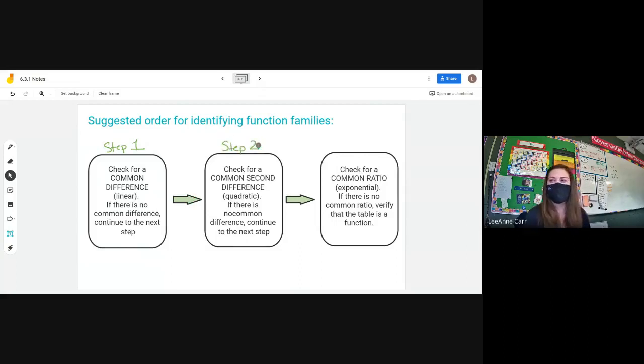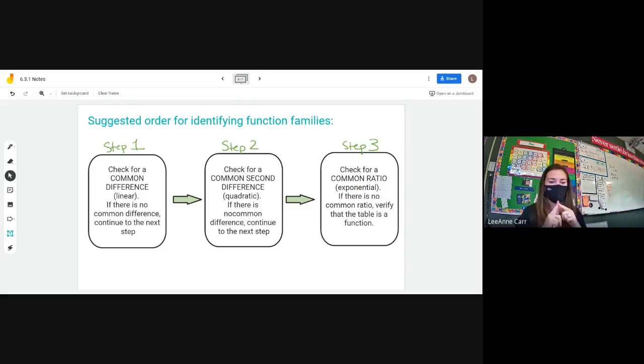And step 2 says, hey, the common difference didn't work. Let's see if the second common difference works. So you'll subtract again. And if that works, then you have a quadratic function. If that does not work, you don't see the same number after the second difference, you'll move on to step 3. And step 3 is kind of starting from scratch. You will erase your work or cross off that work. And instead of subtracting, you will divide and you'll check for a common ratio. And if you do have a common ratio, then that means that you will have an exponential function.